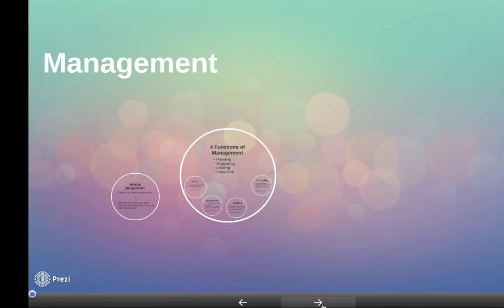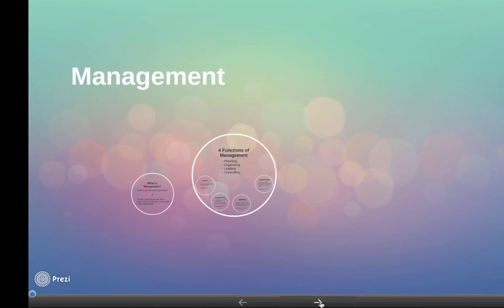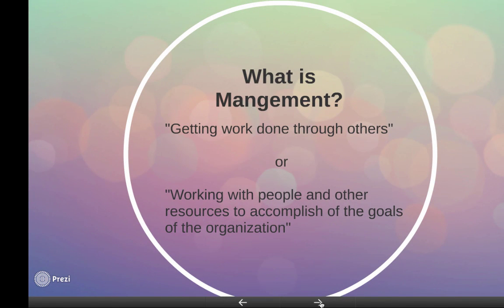All right, let's start this week by taking a look back at our definition of management. So, what is management? There are many ways that we could describe and define management. One way to do that is getting work done through others, getting others to do the work that needs to be done in the business. That's certainly true for management.